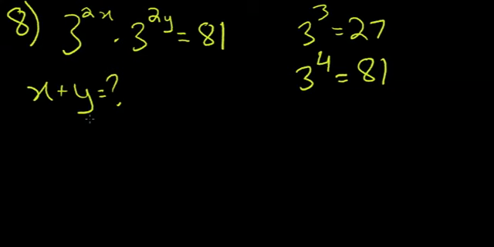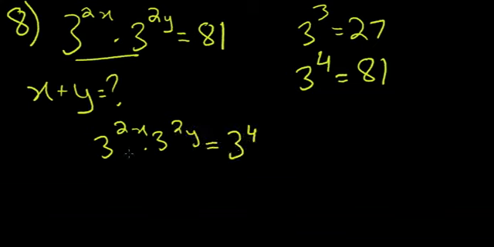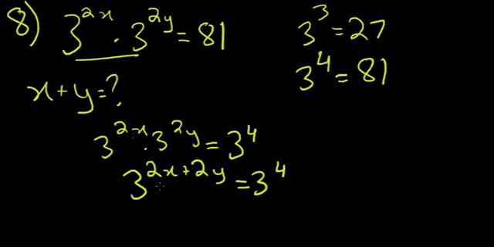So we could change this equation to 3 to the power of 2x times 3 to the power of 2y is equal to 3 to the power of 4. Now, since these two numbers are multiplied, their exponents are added together. So this left side of the equation is the same as 3 to the power of 2x plus 2y. This is equal to 3 to the power of 4. Now, since the bases are the same, there's only one term on each side. We can also say that the exponents are equal. So we could cross off these threes and change this into an equation on its own. So 2x plus 2y will equal 4.